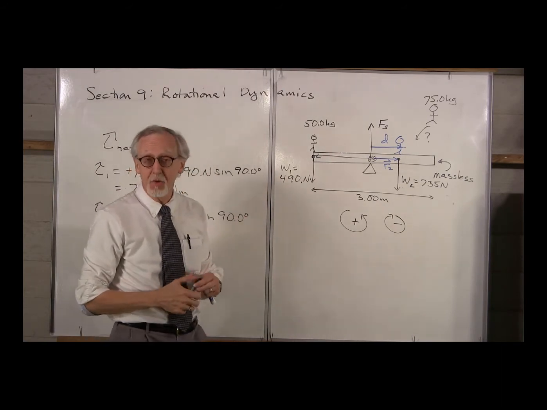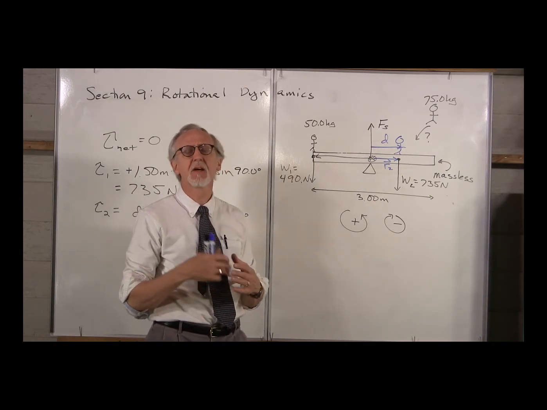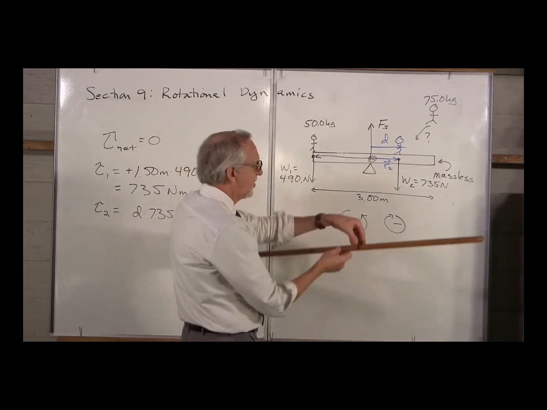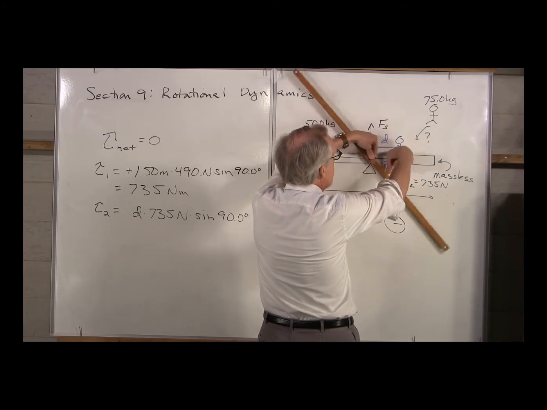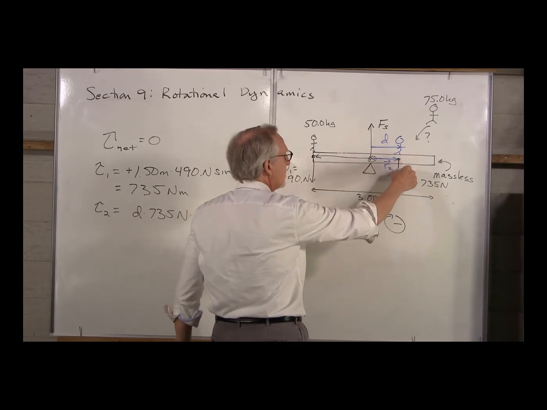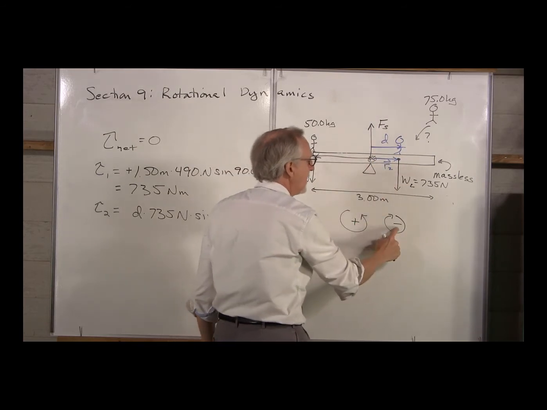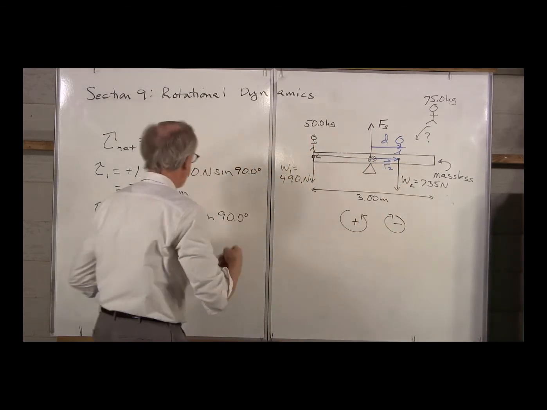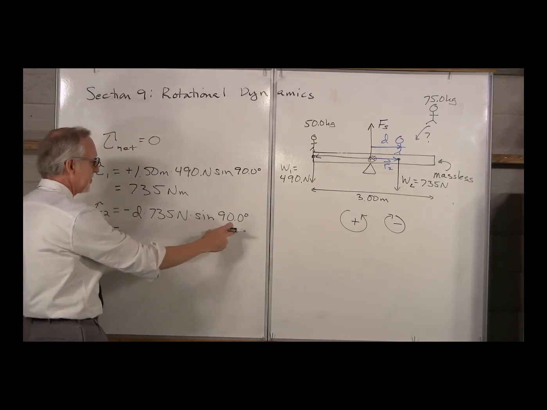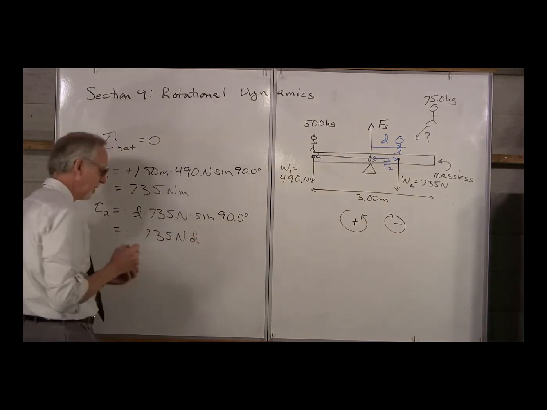Is this a positive or a negative torque? You think about it for a second. Is this force tending to rotate the seesaw clockwise or counterclockwise? In this case, we're pushing down this way. That rotates the seesaw clockwise. Continue this force around the origin, and it's going in a clockwise direction, meaning it is a negative torque. So we put a negative sign over here. Multiplying this out, again, sine of 90 is 1, we get negative 735 newtons times d.